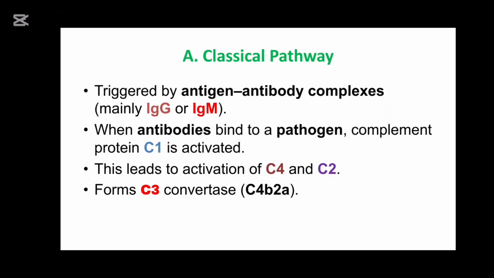So when antibodies bind to a pathogen, complement protein C1 is activated. Remember, antigen-antibody complexes are what trigger the classical pathway. They are going to ask you questions. What triggers the classical pathway is when an antibody is bound with the pathogen. That is an antigen-antibody complex. Complex means they are bound. And where have we reached? We have reached C3. C3 has been formed.